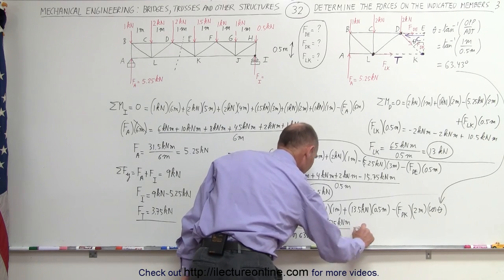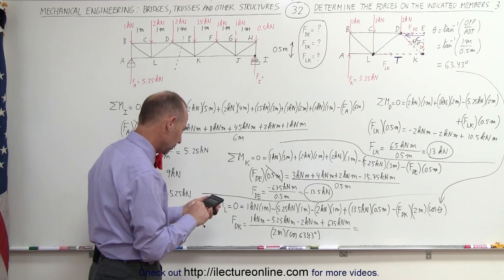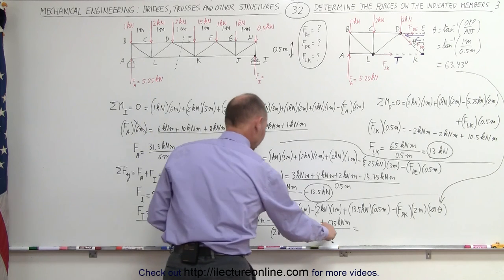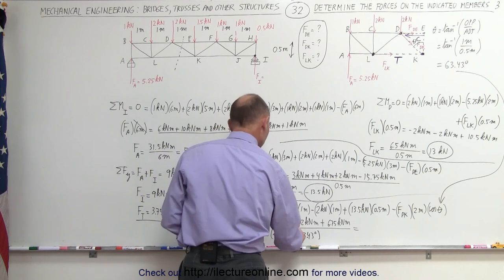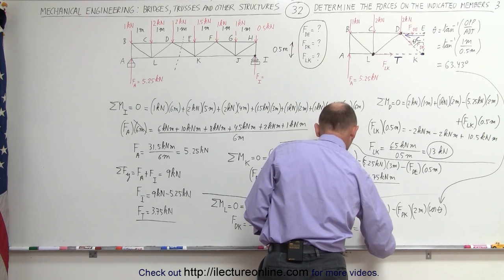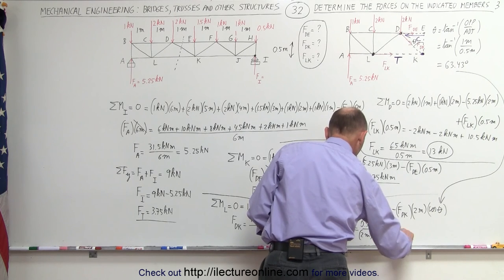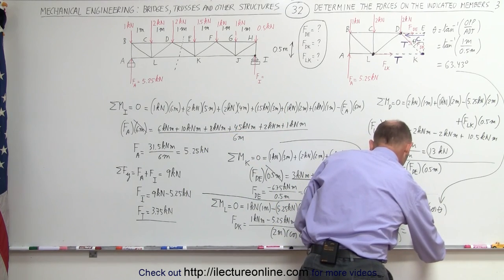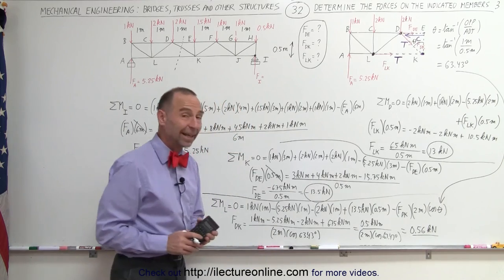Wow, it's a lot of work, but that's how it's done. Taking the cosine of that and multiplying times 2, take the inverse of that. And we're going to multiply that times what's remaining there. 6.75 minus 5 1/4 is 1 1/2. 1 1/2 minus 1 is 0.5. So 0.5 kilonewton meter divided by 2 meters times the cosine of 63.43 degrees. Multiplying that times 0.5, I get 0.56 kilonewtons. Round it off. All right, and that's the final answer for the third member.